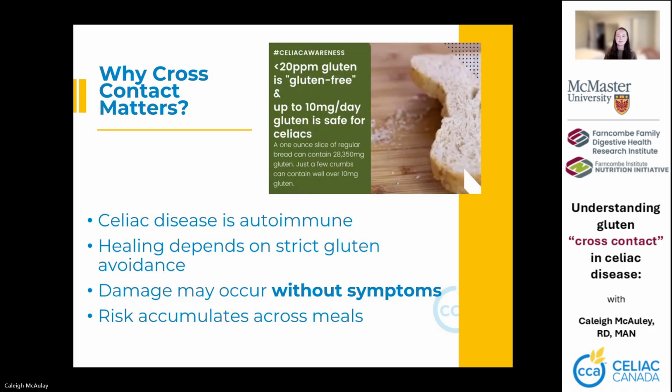So why does this matter anyways? Celiac disease is an autoimmune condition, and healing depends on strict gluten avoidance. The tricky part is that damage can occur even without symptoms, and risk accumulates across meals and across days. So small exposures add up over time. And this is why understanding meaningful risk is so important.